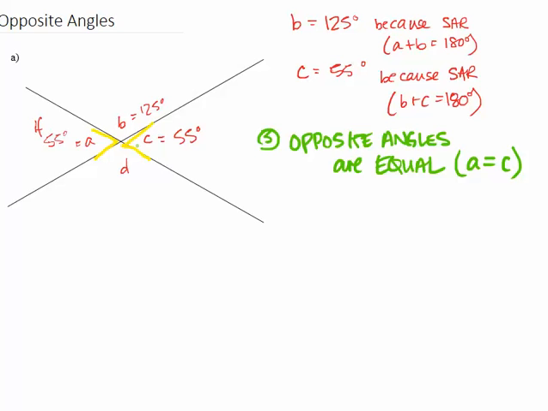In terms of just vocabulary, opposite angles are on opposite sides of two intersecting lines. Angles that are beside each other are not called opposite. These are called adjacent angles. So adjacent means beside each other. Opposite means, well, on the other side of that angle.